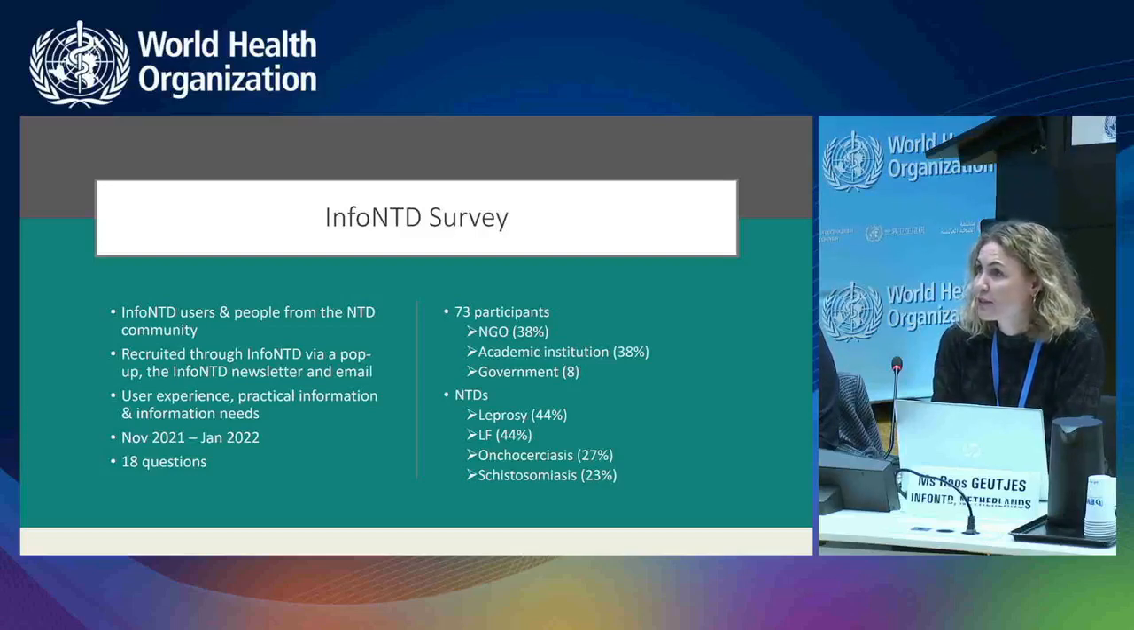There were 73 participants, of which 38% work for an NGO, 38% work for an academic institution, and 8% for the government. The NTDs that people work with varied, but mostly mentioned were leprosy, 44%, lymphatic filariasis, 44%, onco, 27%, and schisto, 23%.